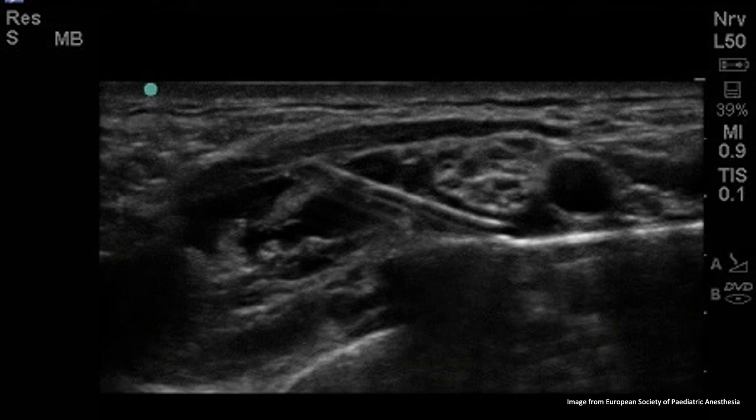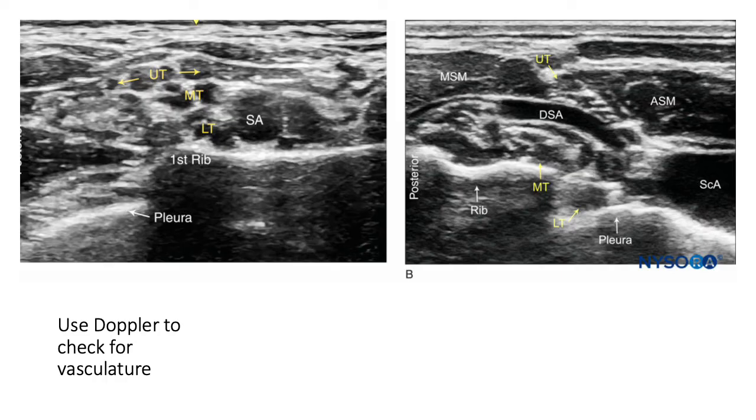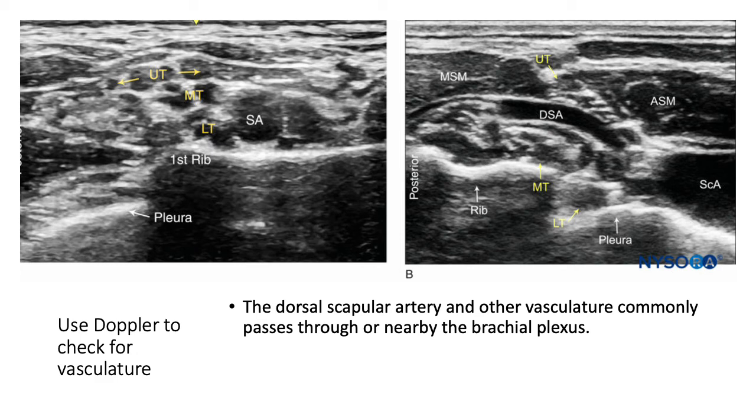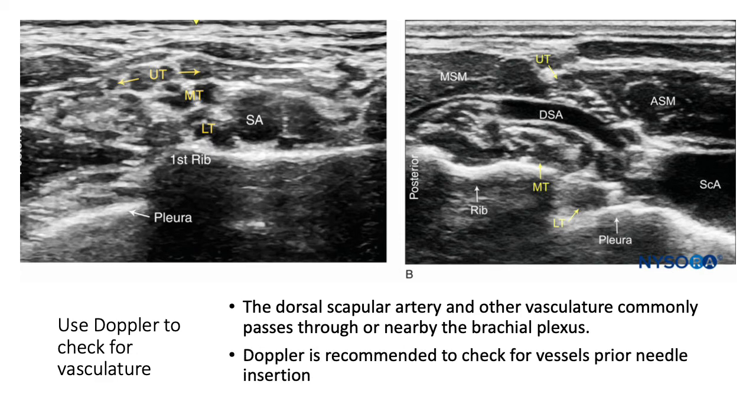Remember to always do incremental injections and aspirate every 5 milliliters when doing nerve blocks. Before doing a nerve block, you should also use Doppler to check for any vasculature in your projected needle path. The dorsal scapular artery and other vasculature commonly passes through or nearby the brachial plexus at the level of the supraclavicular fossa. The picture on the right shows the dorsal scapular artery going over and maybe through the brachial plexus.